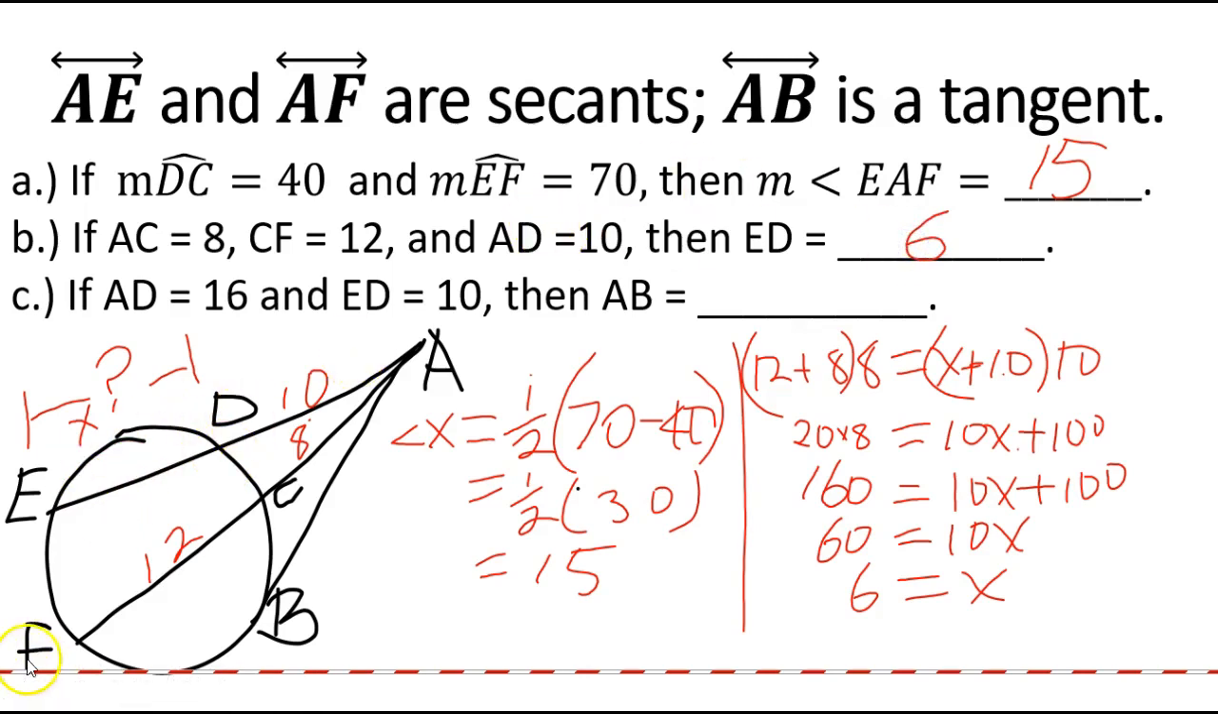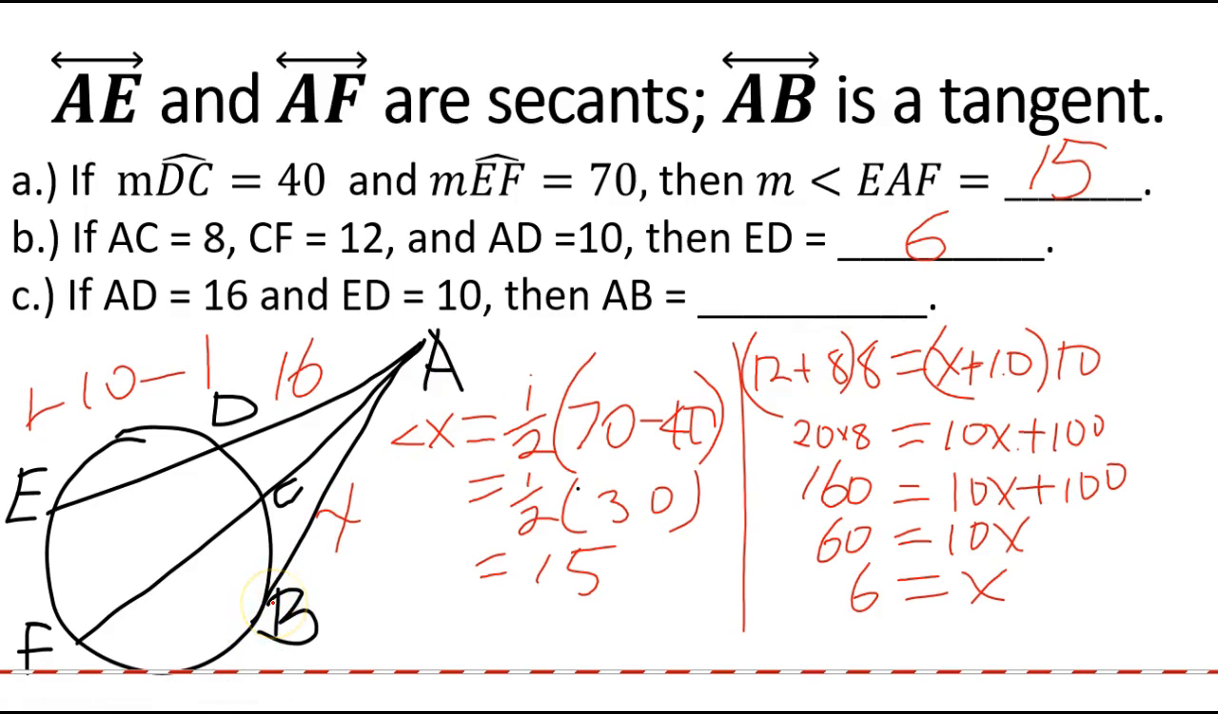All right, and the last one. Again, we are going to erase this and relabel. All right, so we are given that AD is 16. And ED is 10. So from here to here is 10. And then to find AB, AB is over here. So let's label it X again.